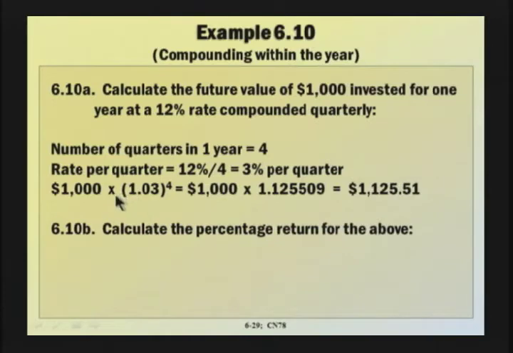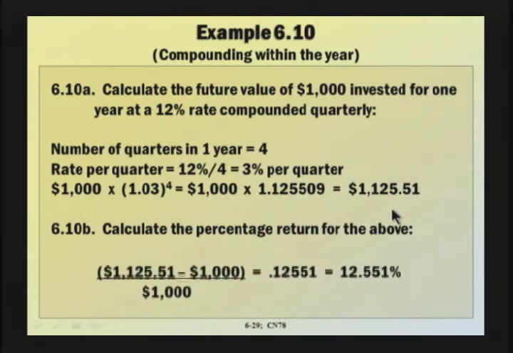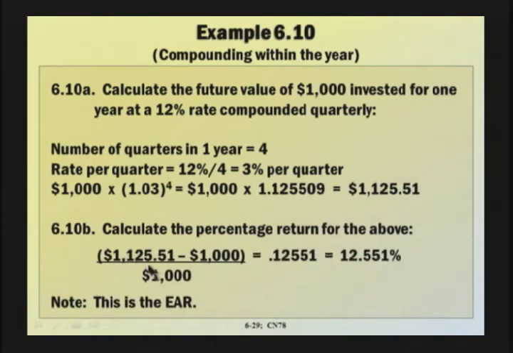What kind of return have we gotten over the year if we invested $1,000 up front and we had $1125.51 at the end of that year? Well, we would have gained $125.51 in interest. Expressed as a percentage of the $1,000 investment, we would earn 12.551% over the course of that year. That is what we're truly earning on our $1,000. The $125.51 increase in value is a 12.551% return over the course of the year.